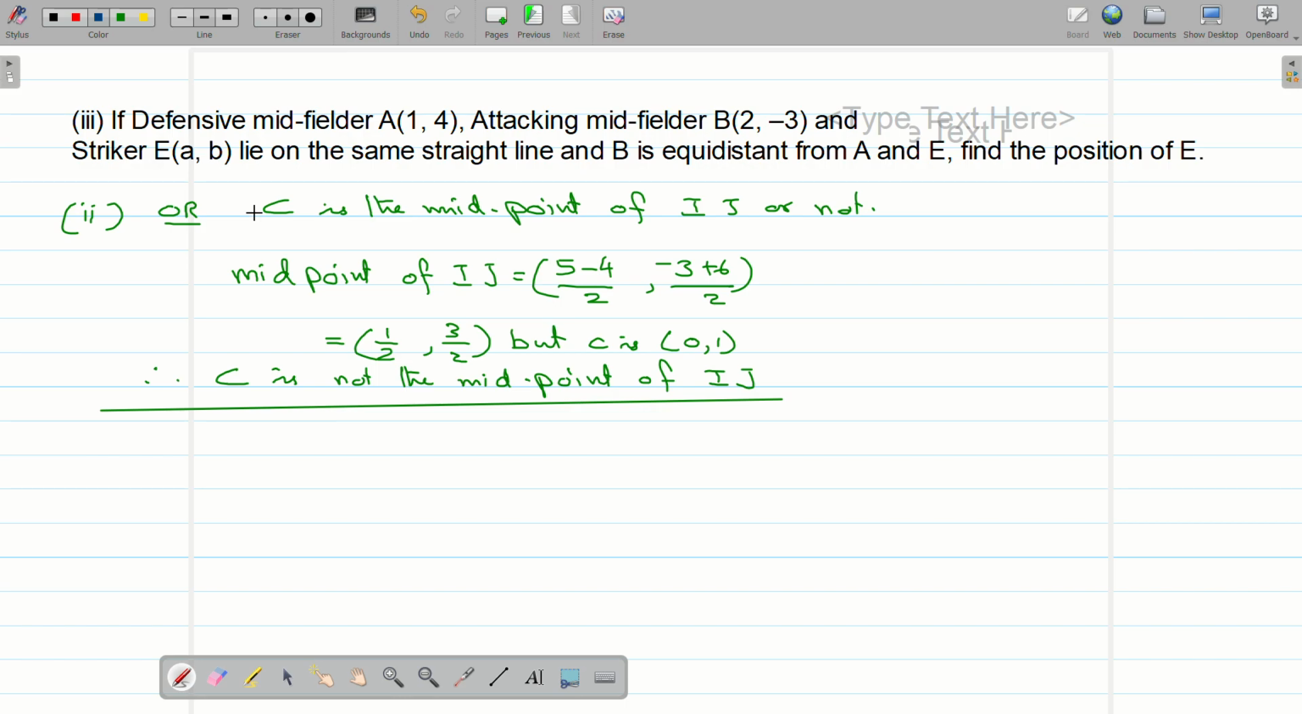Third part of the question. If defensive midfielder A (1, 4), attacking midfielder B (2, minus 3), and striker E: A, B and E lie on the same straight line, and B is equidistant from A and E. Find the position of E. A is 1, 4, B is 2, minus 3.